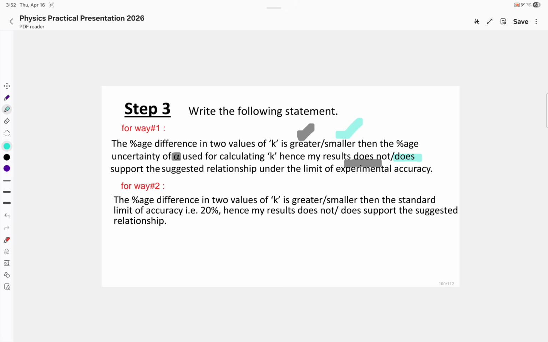This is now the first way. Second way: the percentage difference in 2 k values is greater or smaller than the standard limit of accuracy. Hence, my results does not or does support the suggested relationship.